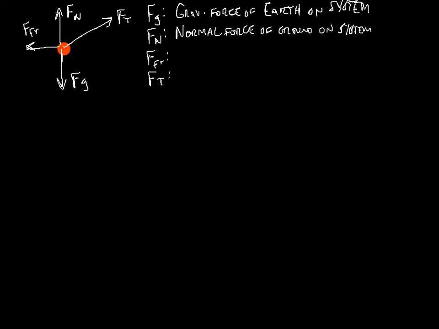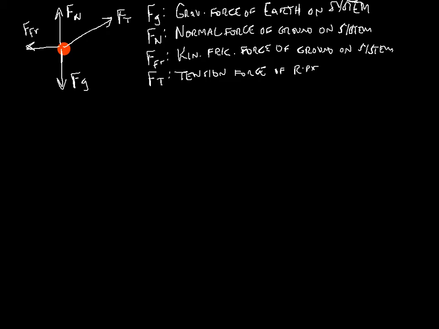The frictional force, since the sled is moving, it's kinetic frictional force, of the ground on the system. And the last one is the tension force of the rope on the system.